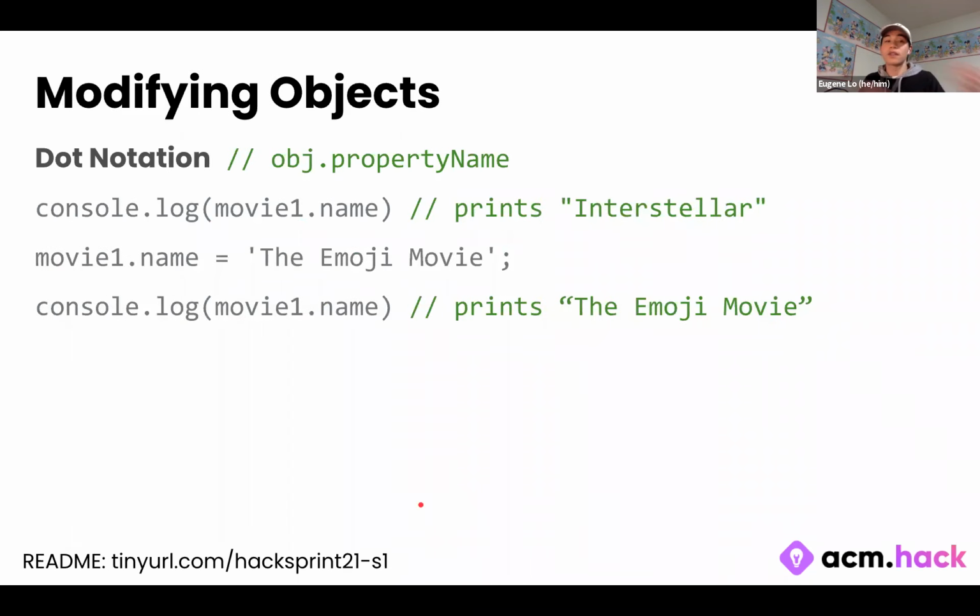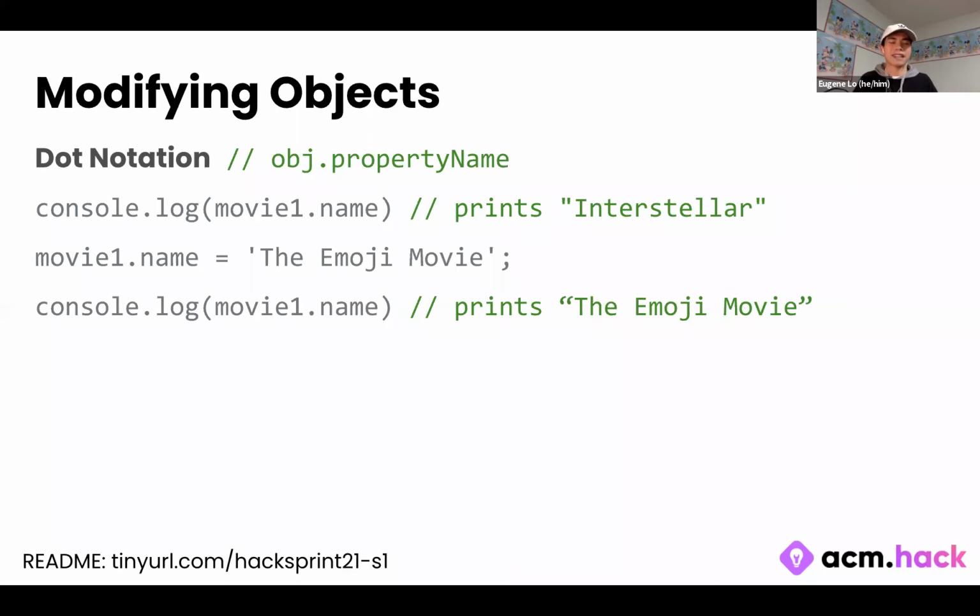Another thing we can do with objects is that they're not set in stone, so we can go ahead and update their properties. The way we do that using dot notation is very similar to how we would do it for accessing. We first access the property that we want to change, so in this case it's movie1.name. We then reassign it the value that we want it to be updated to.